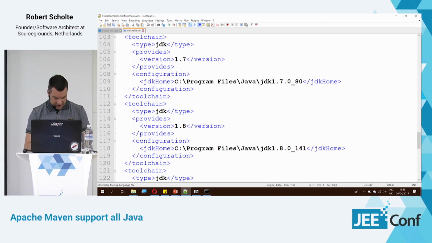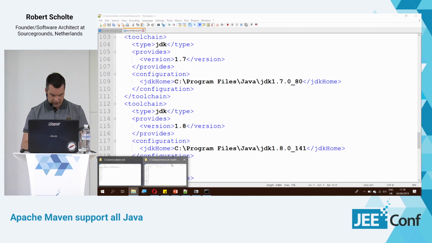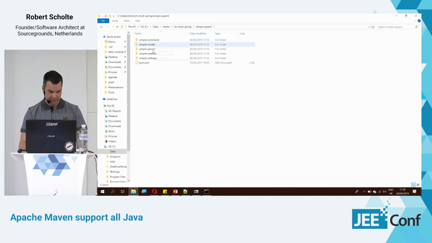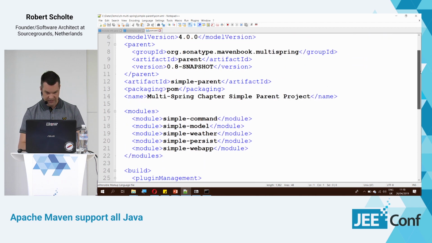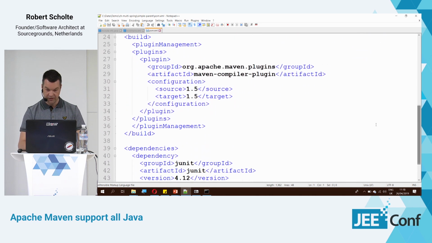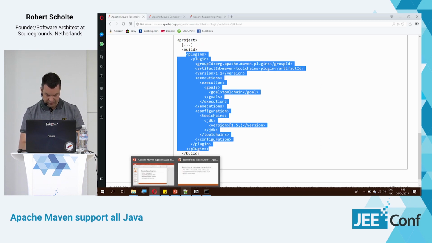So what I'm going to do is I'm going to open this project. And here you can see it is using the Maven compiler plugin with source and target 1.5. And what I want to do is I want to copy this part into the plugin, into the POM file.